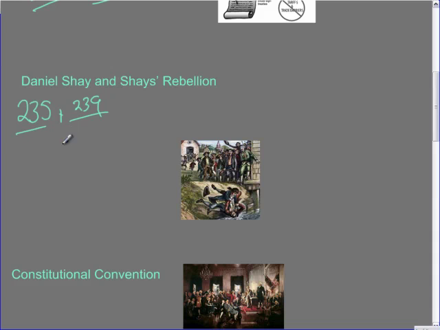So what this does is it shows that the government is way too weak, because they can't even put down a rebellion of some backwoods farmers with some pitchforks. They are running into trouble. They can't even stop them until weeks later, when the damage is done and a lot of things are going bad. So it wakes people up a little bit.